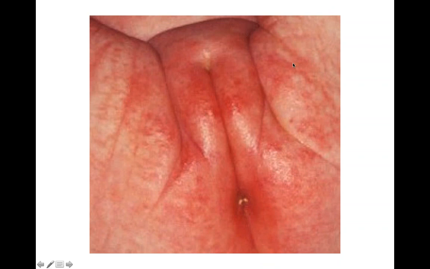Next we have allergic contact dermatitis. This is allergic contact dermatitis, mainly occurring in surgeons due to allergy from the rubber, and there's involvement of the dorsal surface of the hands.